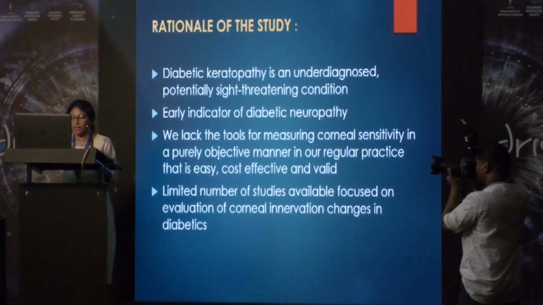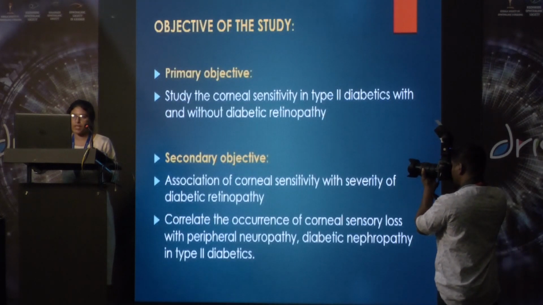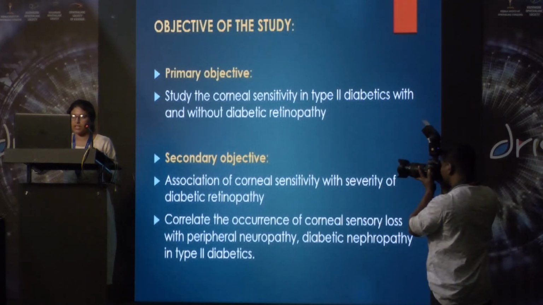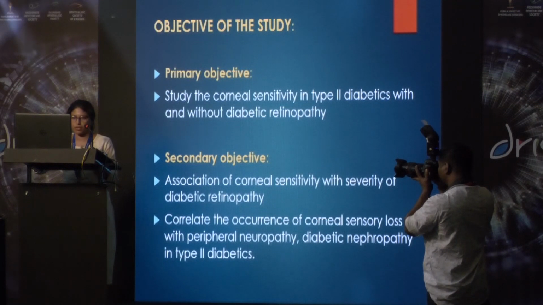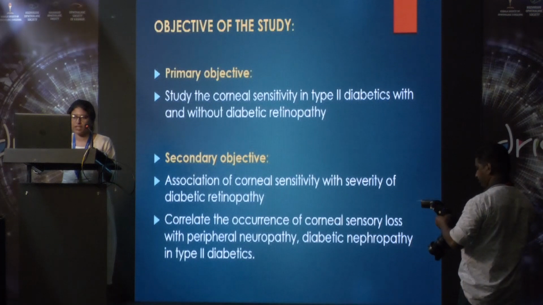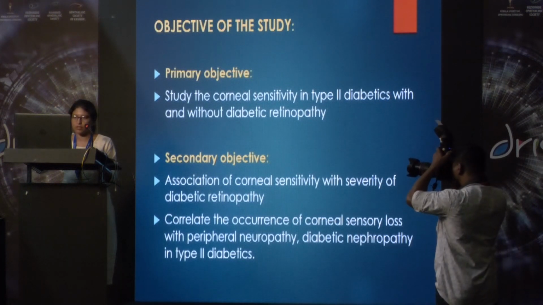There are a limited number of studies available that focus on the evaluation of corneal innervation changes in diabetics. So my primary objective is to find the corneal sensitivity in type 2 diabetics with and without diabetic retinopathy. The secondary objective was to associate the corneal sensitivity with severity of diabetic retinopathy and to correlate the occurrence of sensory loss in diabetic neuropathy as well as diabetic nephropathy in type 2 diabetic patients.